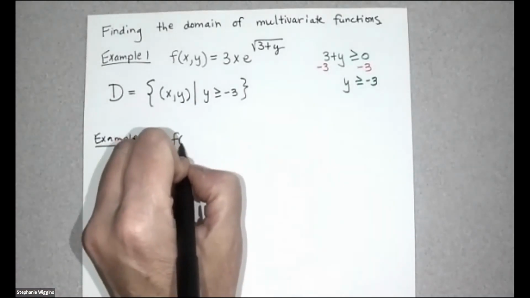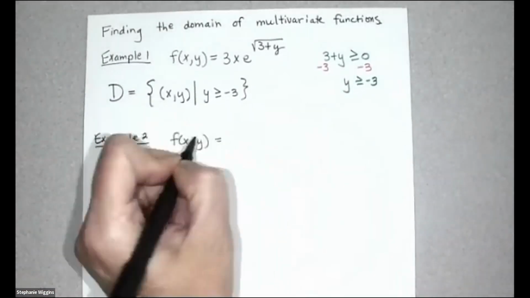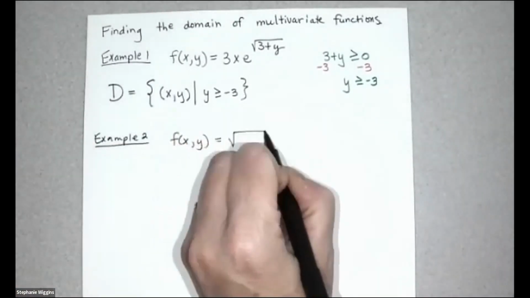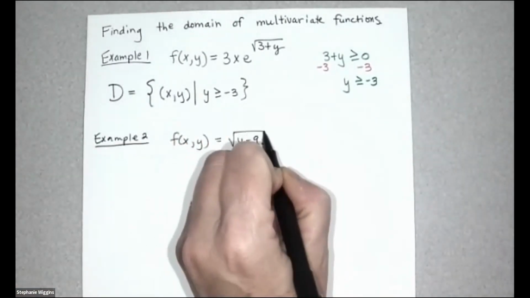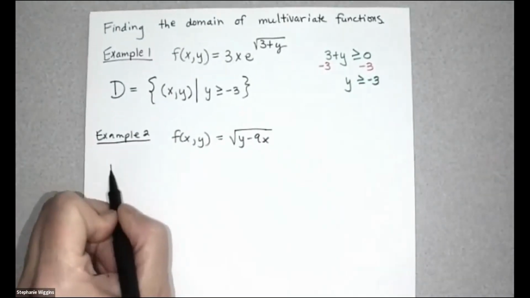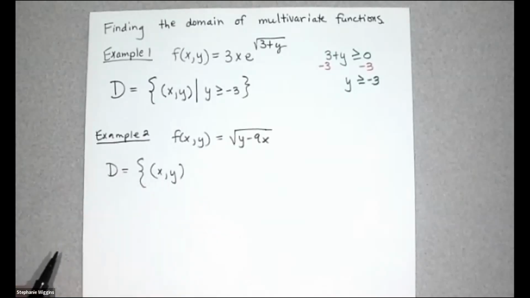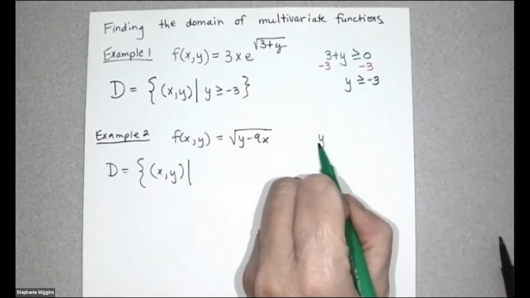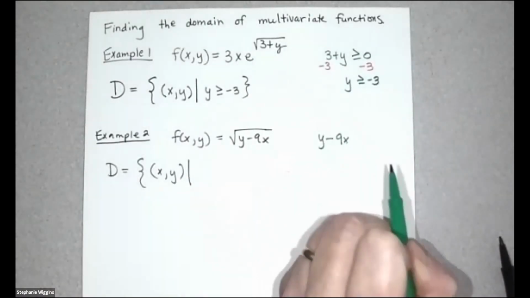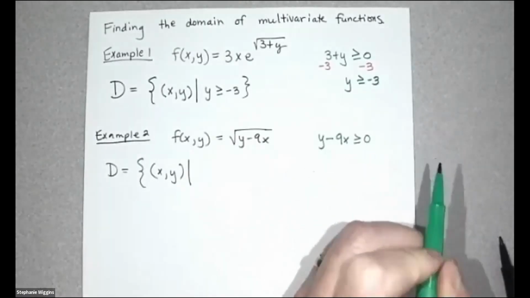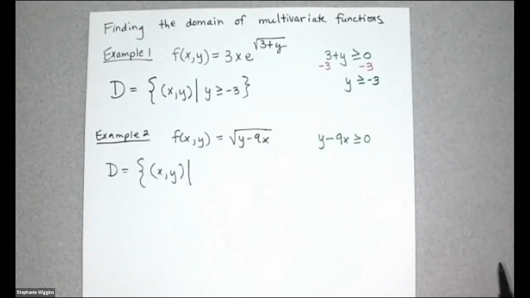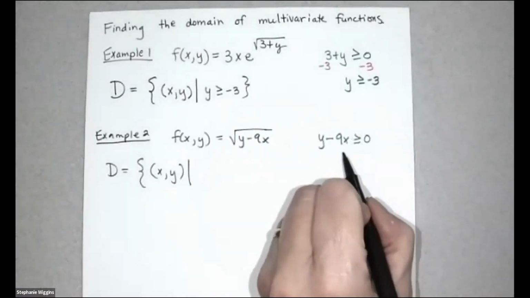So let's suppose we have a function now, f(x, y), which is the square root of y minus 9x. Again, we're going to use set builder notation to describe the domain, and we say all possible coordinates x, y, such that the requirement now, again, remember we cannot take the square root of a negative, so we're going to have the requirement that the radicand, which is what's underneath, y minus 9x, has got to be greater than or equal to 0. That's a requirement for a radical, or a square root in this case.